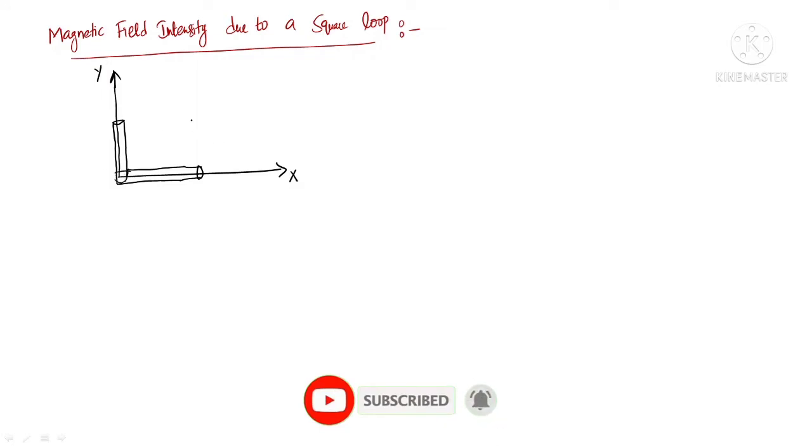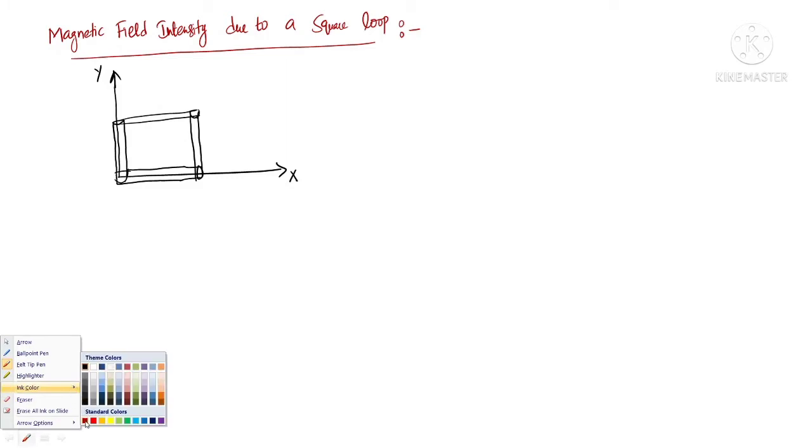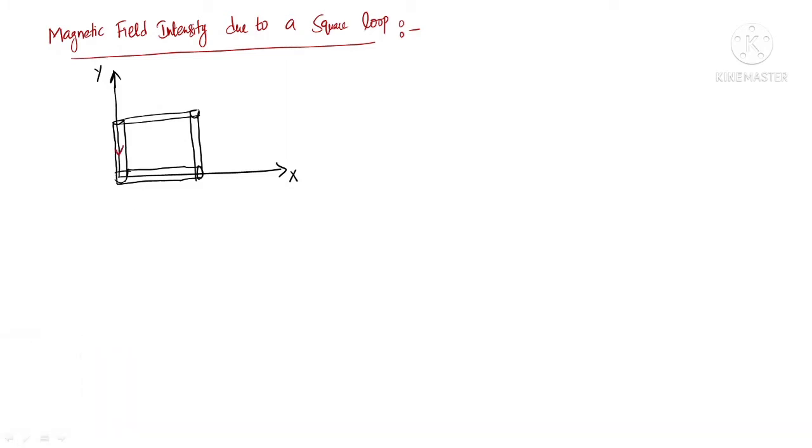So this is the square current carrying loop I am assuming, carrying a current of I amperes. It is carrying the current like this, in anti-clockwise direction. So each and every side is carrying the same current I.